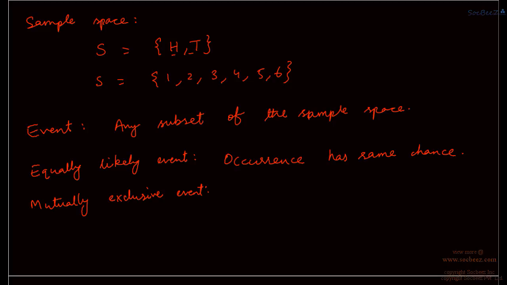A mutually exclusive event needs at least 2 events. So 2 events A and B are mutually exclusive if the occurrence of one means the other event cannot occur. So if A is occurring, it directly implies that B is not occurring.